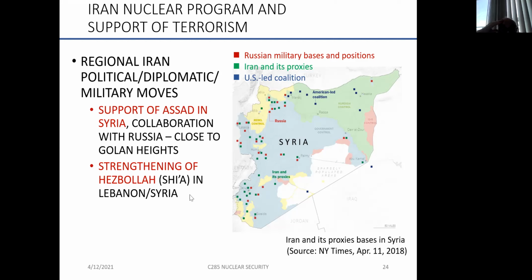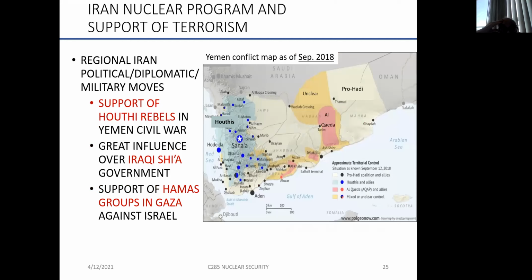That's the next slide. Here is Iran supporting the Houthi rebels in the Yemen civil war, great influence over the Iraqi Shia government, support of the Hamas groups in Gaza against Israel. So I think one of the key features here is that Iran was actually escalating its activities in the region during the implementation of the JCPOA, and this strengthened the hand of Trump, who was arguing that the agreement was not worth the paper it was written on.